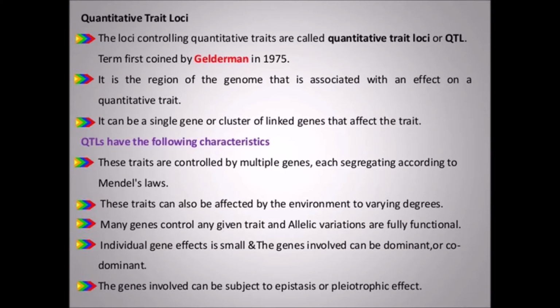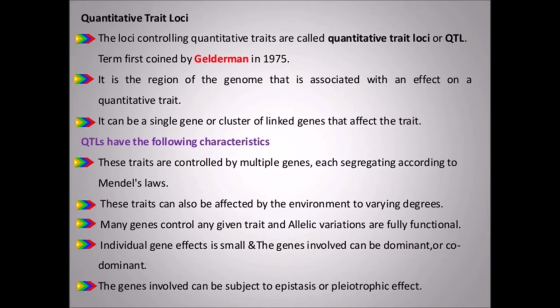The loci controlling quantitative traits are called Quantitative Trait Loci or QTL. The term was first coined by Gelderman in 1975. It is a region of the genome that is associated with an effect on a quantitative trait. It can be a single gene or cluster of linked genes that affect the trait.